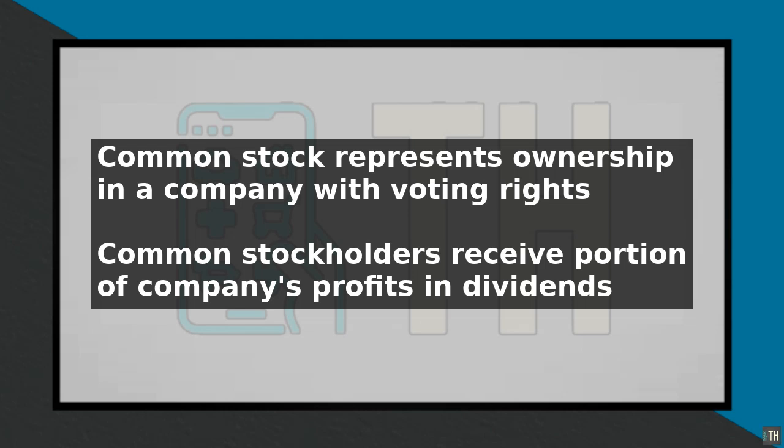First, let us start with common stock, which is the most common type of stock and represents ownership in a company. Common stockholders have voting rights and are entitled to a portion of the company's profits in the form of dividends. However, they are last in line to receive any assets or income if the company goes bankrupt.